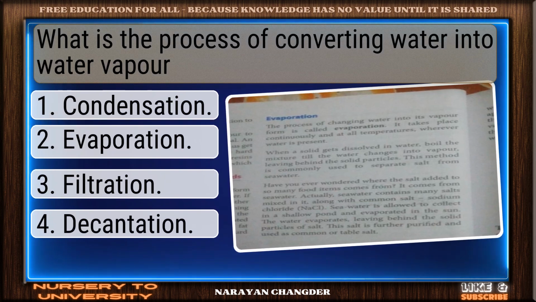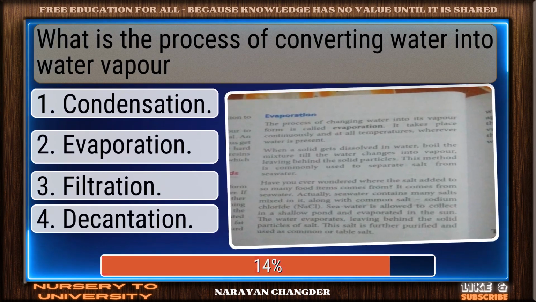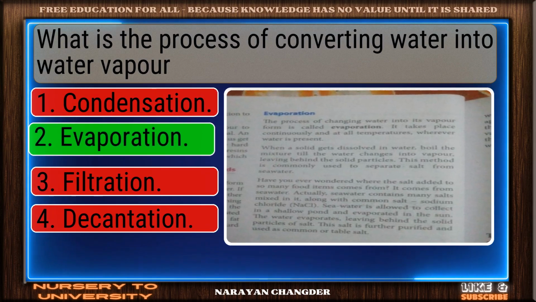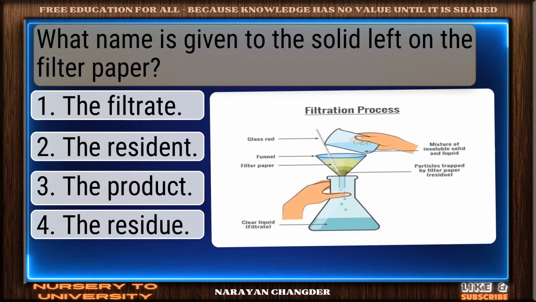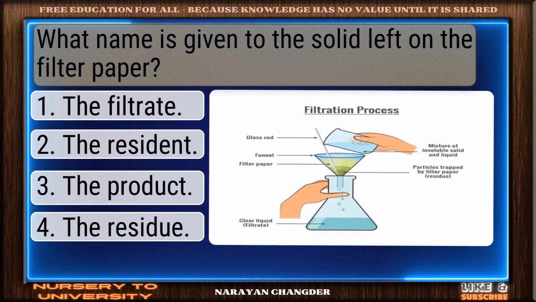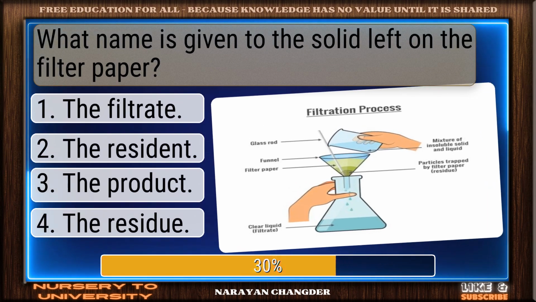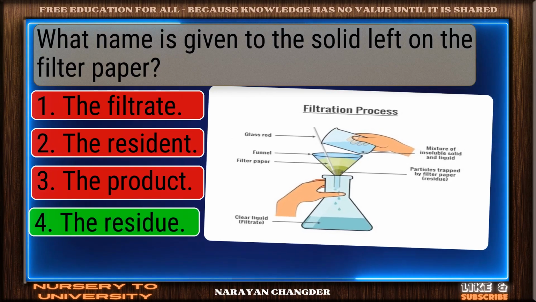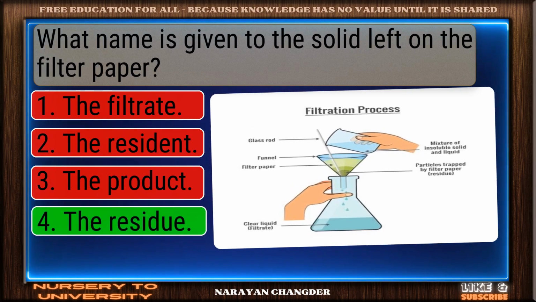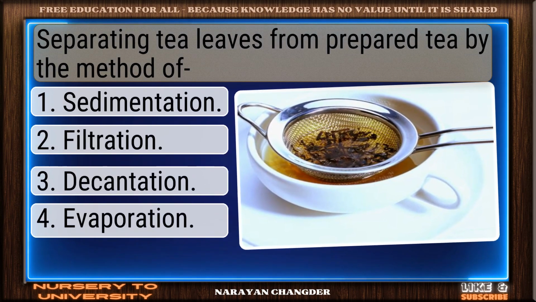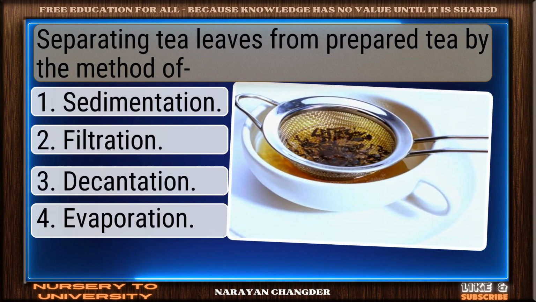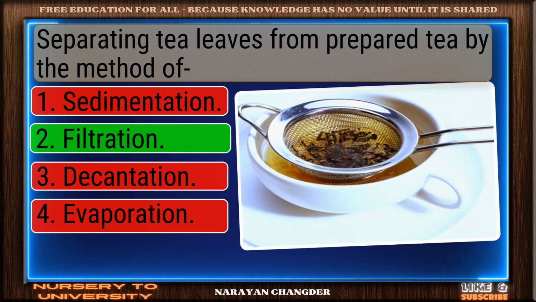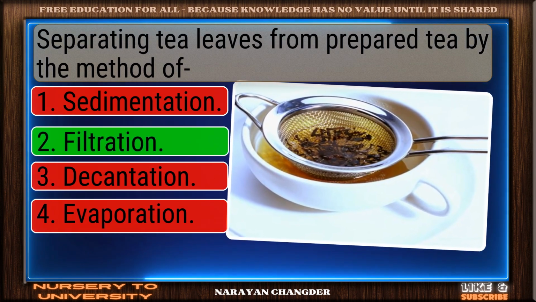What is the process of converting water into water vapor? Great thinking. Evaporation is the right choice. What name is given to the solid left on the filter paper? Excellent choice. The residue is the right answer. Separating tea leaves from prepared tea by the method of? You're right. Filtration is the correct answer.